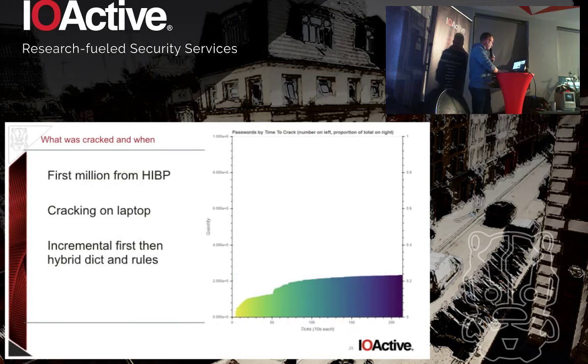So that's an attempt at the first million from haveibeenpwned. And you can see a lot of the short passwords fall very, very quickly. A tick is 10 seconds, so within a couple of minutes, you've got a lot of passwords. Now, in this scenario, it's only going to be a problem if your password database is compromised, but sadly, that is a fairly common occurrence. Maybe not so much on domains, but certainly on websites.